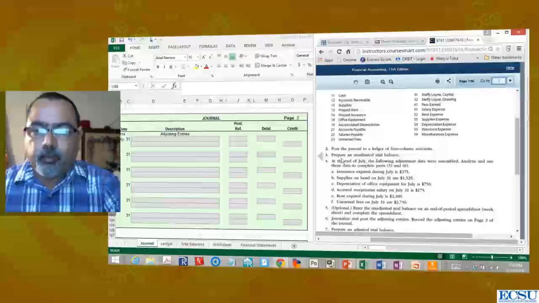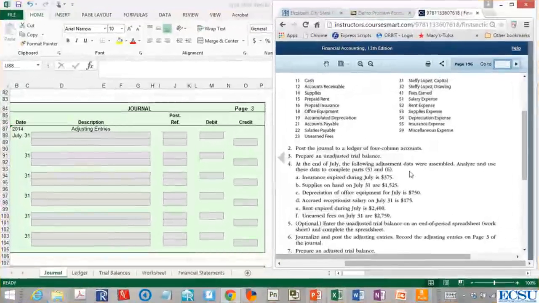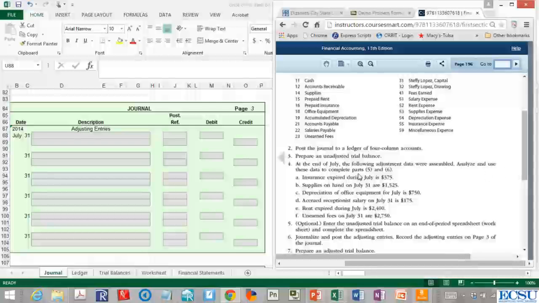We are currently handling requirement number 4. At the end of July, the following adjustments data were assembled. Analyze and use this data to complete parts 5 and 6. So that is what we are going to do. So first, let's do the adjusting journal entries. Now, as you can see, all these adjusting entries will be done as of July 31st.